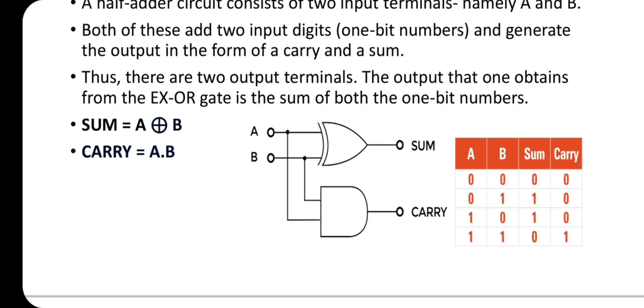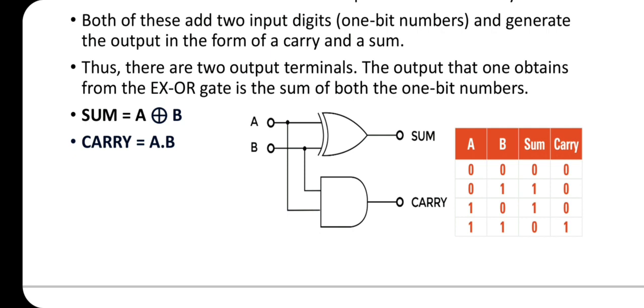A and B are the inputs and sum and carry are the outputs. This is a truth table of half adder. A and B are the inputs and sum and carry are the outputs here. For 0, 0, sum is 0 and carry is 0. For 0, 1 input, sum is 1 and carry is 0. And for A and B of 1, 0, sum is 1 and carry is 0. For input A 1, B 1, sum is 0 and carry is 1. The expression for sum equals A XOR B, and for carry it is A AND B.